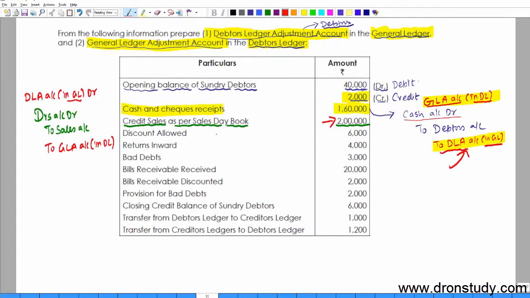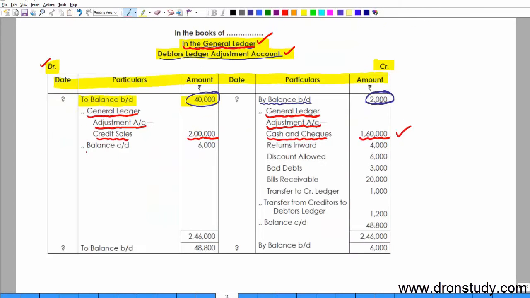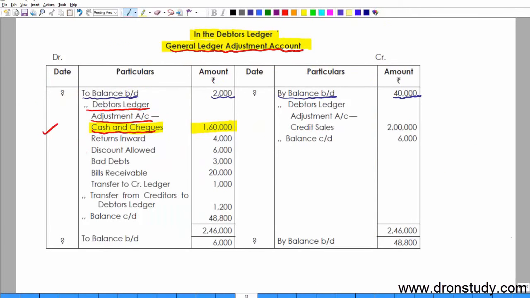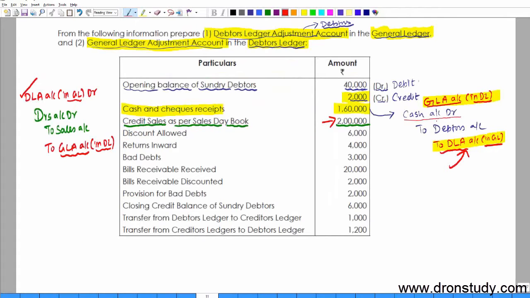Now look at this entry. We have given debit effect. What is the credit effect? We have to go to debtors ledger and we have to credit the general ledger adjustment account. So now we'll go to debtors ledger. So this is debtors ledger and there is general ledger adjustment account, and that should be credited now. So we'll write by debtors ledger adjustment account on account of credit sales, that is 2 lakhs. So effect is given. Let's move on to third entry.